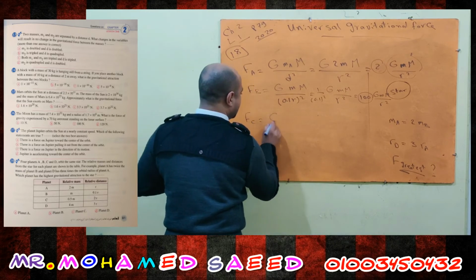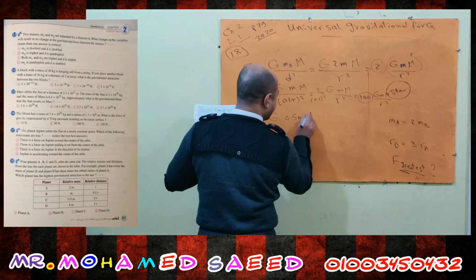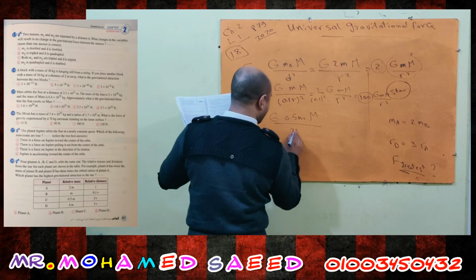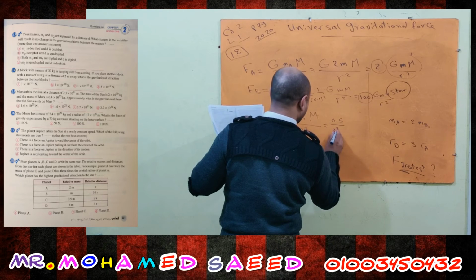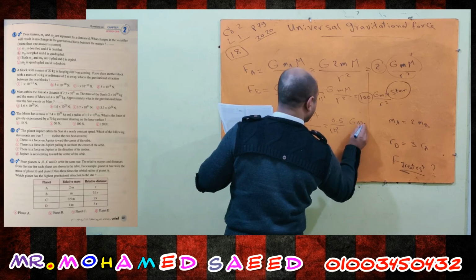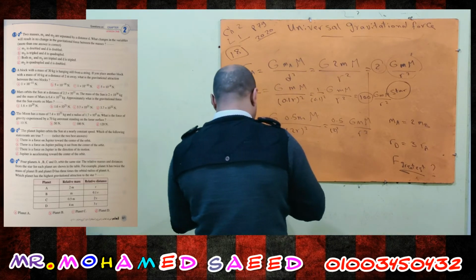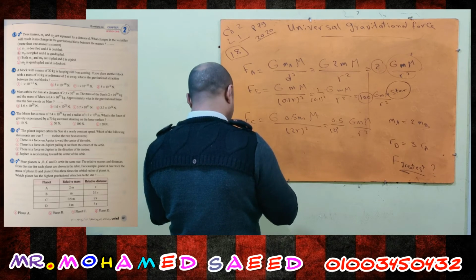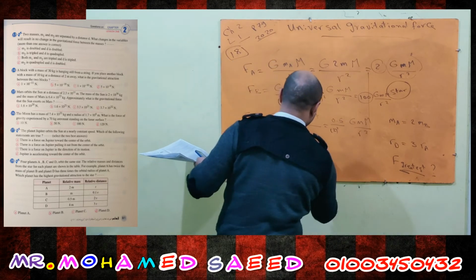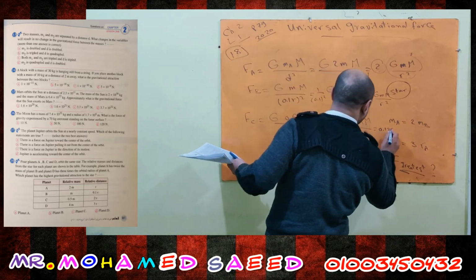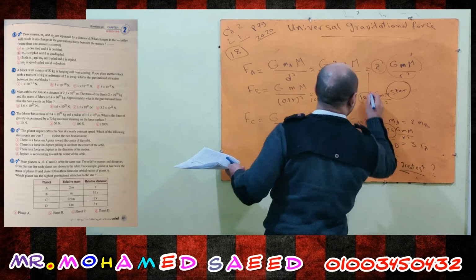F_C, G capital, M_C 0.5 M times M star over distance 2R squared, 0.5 over 2 squared G M capital over R squared. Okay. 0.5 over 4 equals 0.125. F_C equals 0.125 G M small m capital over R squared. Compare these numbers.